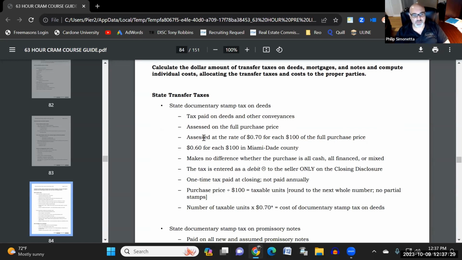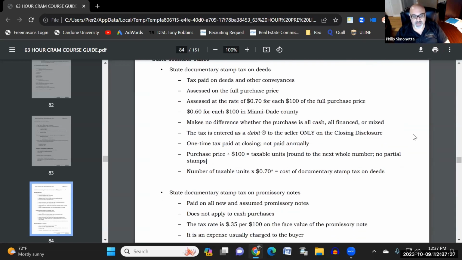Okay, you have state transfer taxes. State doc stamps, the state documentary stamp tax on deeds. Okay, tax paid on deeds and other conveyances. It's assessed on the full purchase price. It's assessed at the rate of 70 cents for each $100 of the full purchase price, 60 cents for each $100 if it's Miami-Dade County. Makes no difference whether the purchase is all cash, all finance, or mixed. The tax is entered as a debit to the seller only on the closing disclosure. Has nothing to do with the buyer.